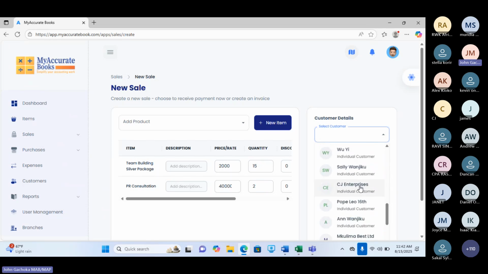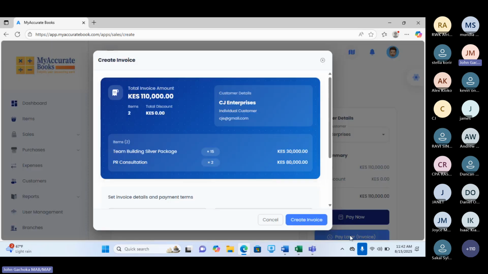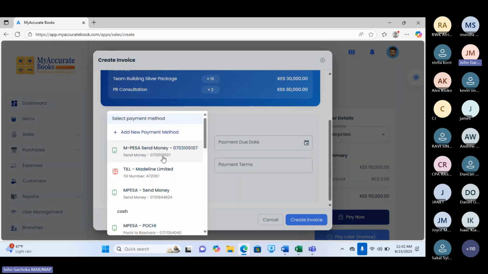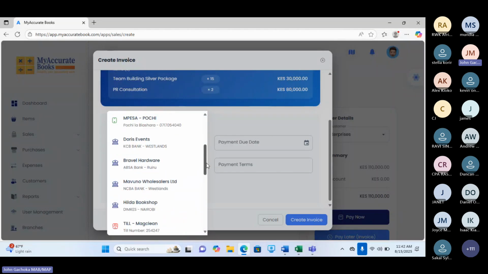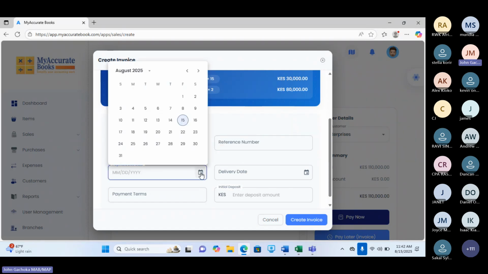So this is CJ Enterprises. Their staff are going for an outing for 2 days. So we say this is an invoice. And in creation of an invoice, we also indicate payment model or payment mode. So we could say maybe they're paying through the bank. And this is optional. You can indicate payment reference and also where the payment is due.